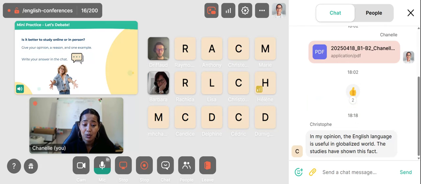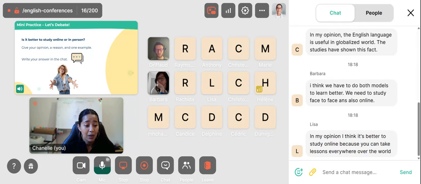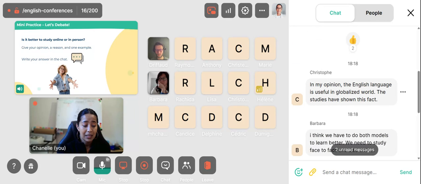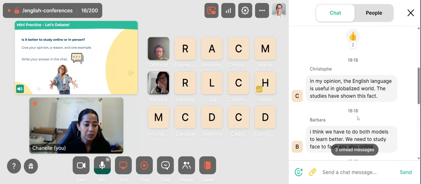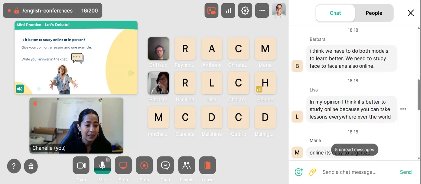So is it better to study online or in person? Christoph says, oh, these are wonderful opinions. Thank you so much, everyone. Christoph says, in my opinion, the English language is useful in globalized world. The studies have shown this fact. Okay. Barbara says, I think we have to do both models to learn better. We need to study face to face and also online. Wonderful. Thank you for sharing.